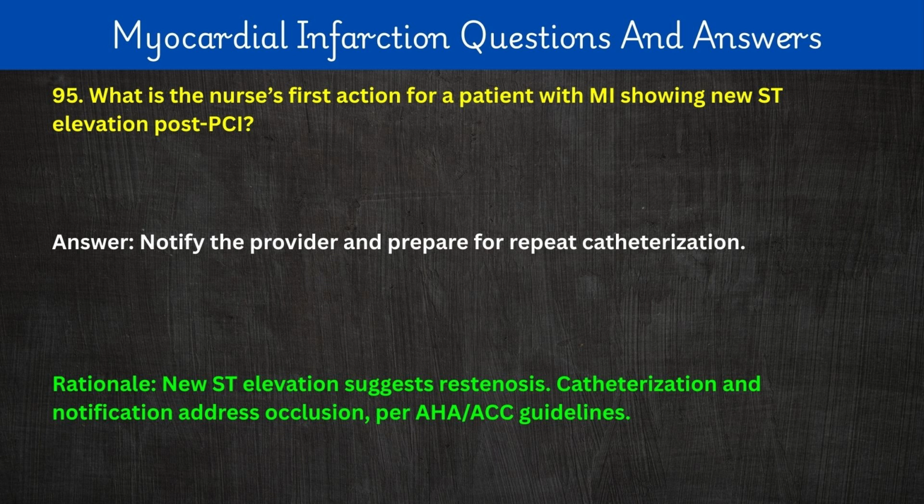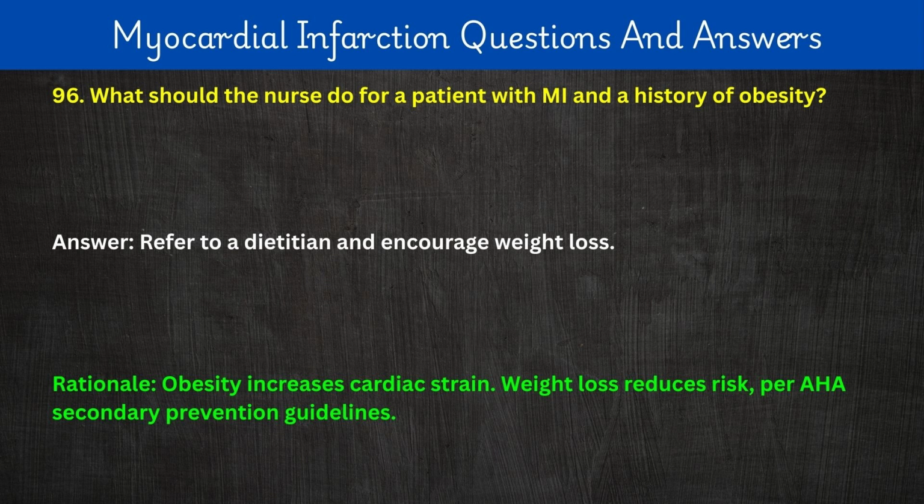AHA/ACC guidelines. 96. What should the nurse do for a patient with MI and a history of obesity? Answer: refer to a dietitian and encourage weight loss. Rationale: obesity increases cardiac strain. Weight loss reduces risk, per AHA secondary prevention guidelines.